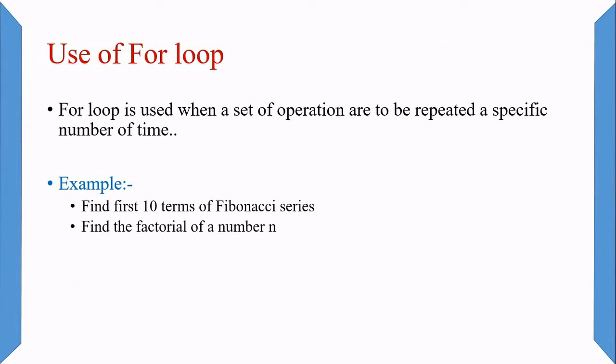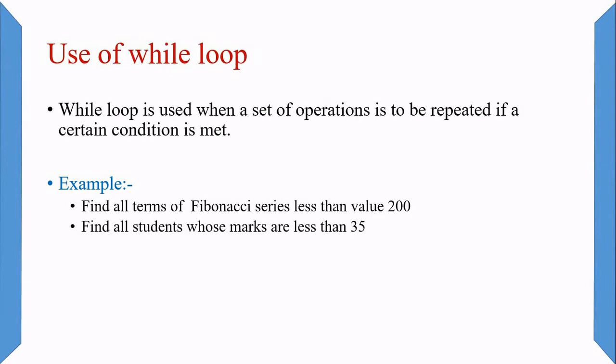Use of for loop. A for loop is used when a set of operations is to be repeated a specific number of times. That is, right now we are running 10 times. For example, find the first 10 terms of the Fibonacci series. We can easily find it because we can easily set the number of loop iterations. Then, find the factorial of n numbers. So with the help of a for loop, we can perform such kinds of operations.